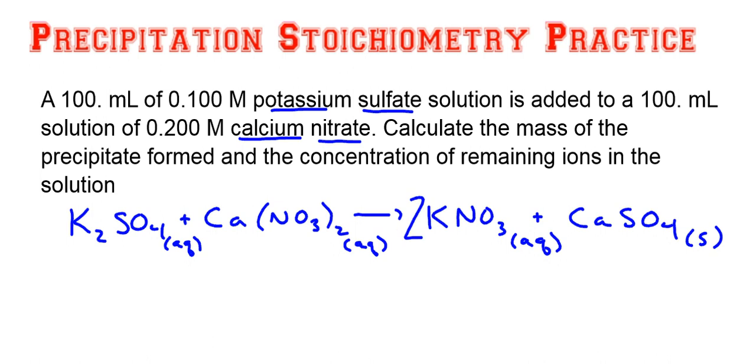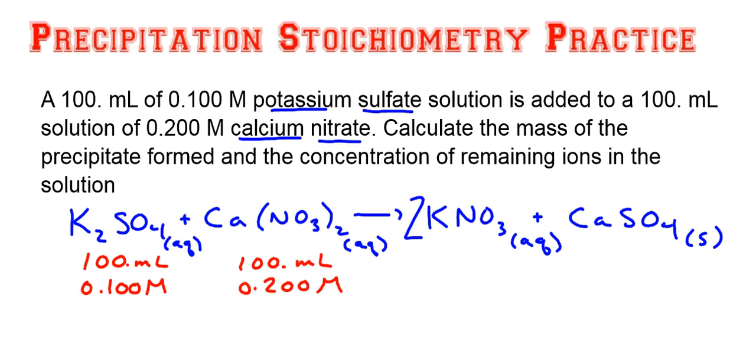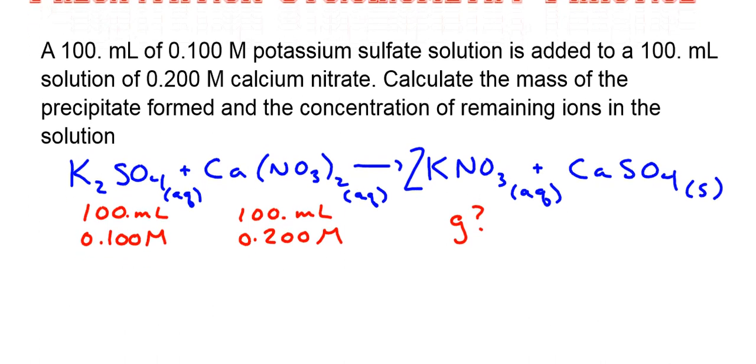So organize your information. I have 100 mL of 0.1 molar here, and I have 100 mL of 0.2 molar here. It's asking for the precipitate. So let's solve it.